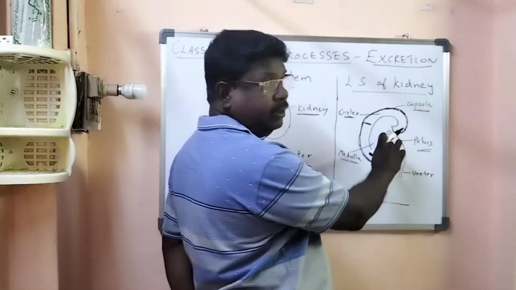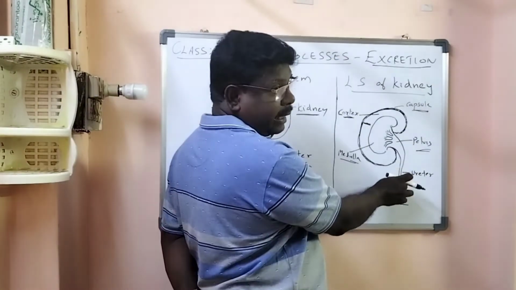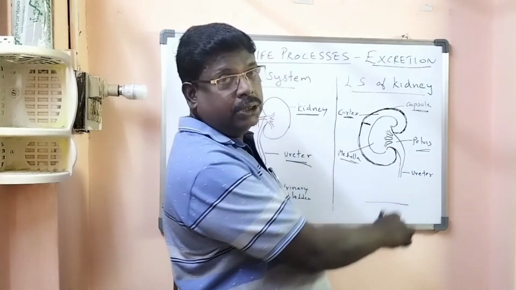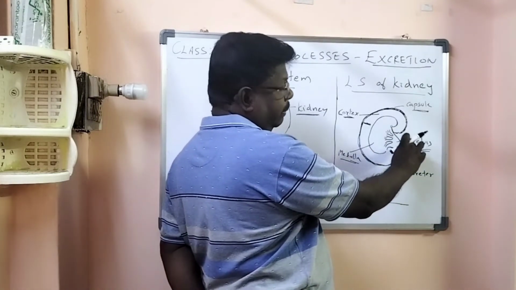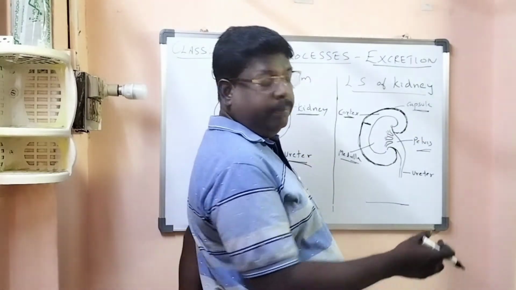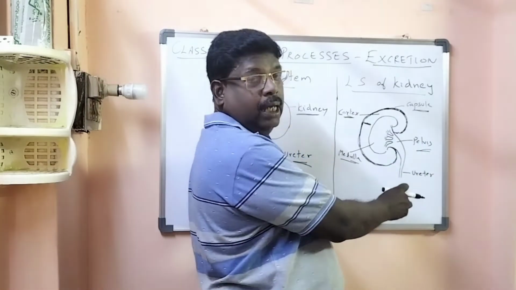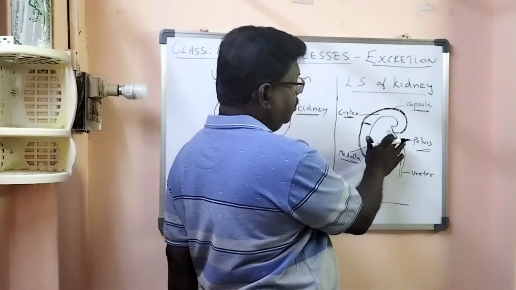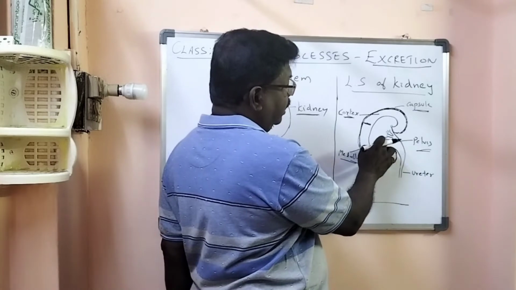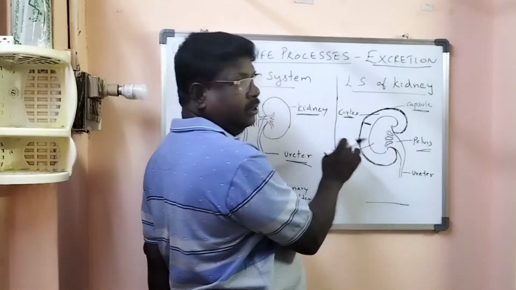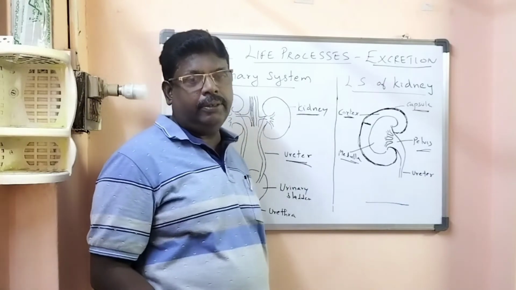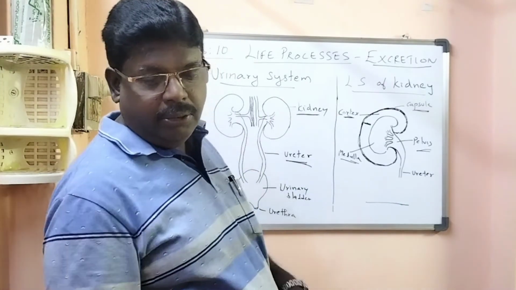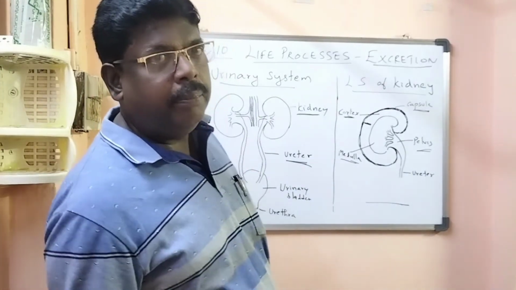The pelvis, which is broader, narrows down as a tube, and that is called the ureter. The broad pelvis, which is funnel-shaped, narrows down as the ureter. Here we have some pyramid-like structures where some of the tubules are inserted. So this is the urinary system.